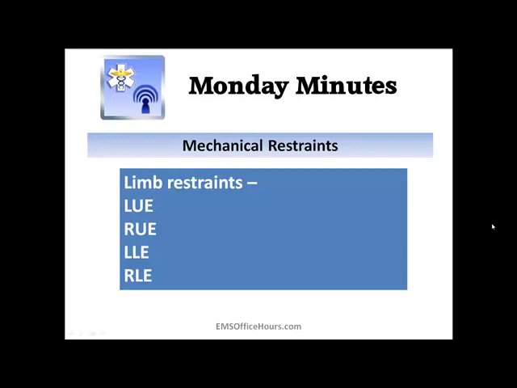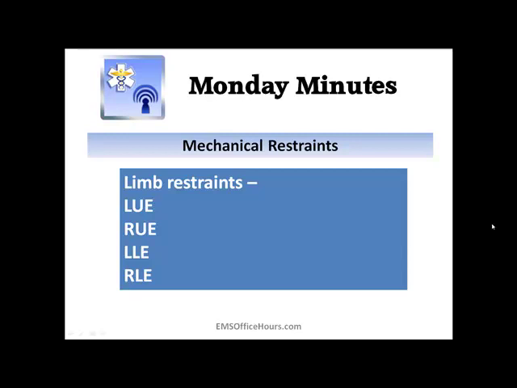And most of the time, you're going to end up restraining all four limbs, right? Your left upper extremity, right upper extremity, left lower, and right lower extremities. And if you don't restrain all four, or whatever it is that you do restrain, document which ones you restrained.